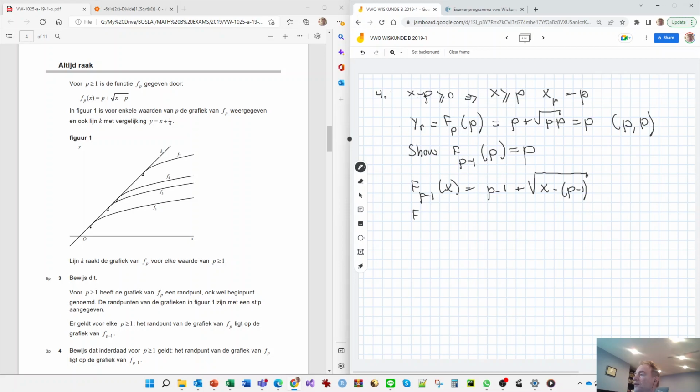Let's then evaluate that at x equals p. So you get p minus 1 plus p minus p minus 1, well, this is just the square root of 1. The minus 1 drops, so we get p. So we have proven it.